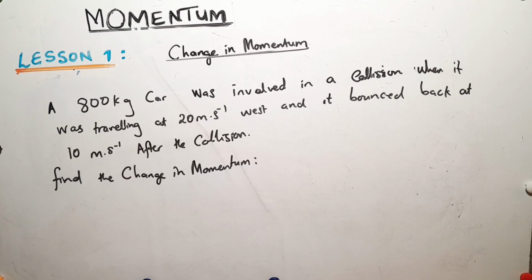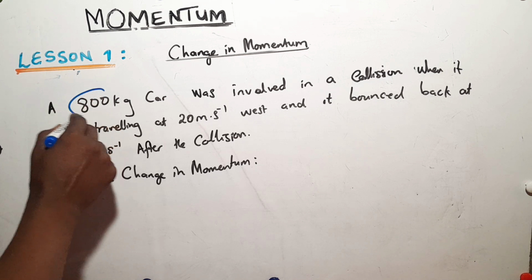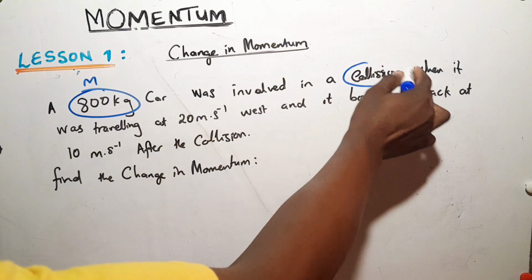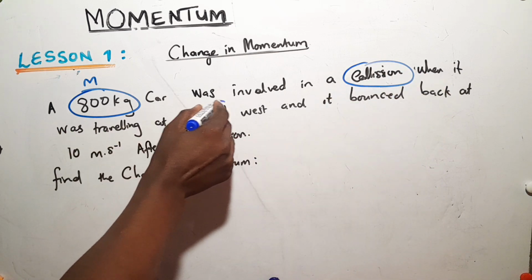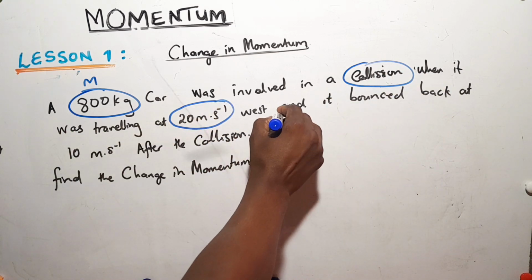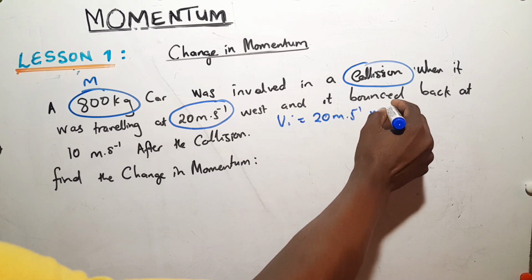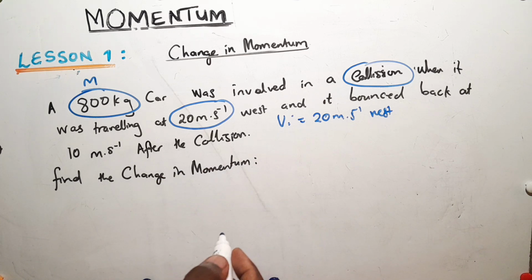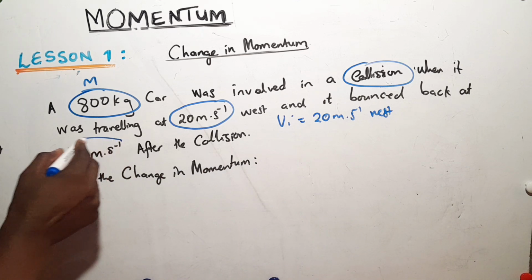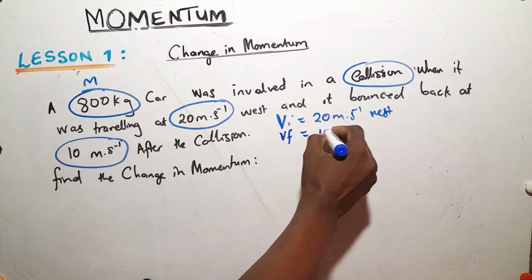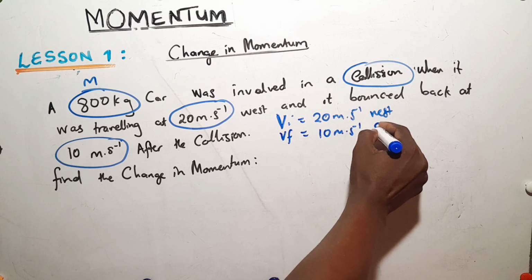So let's take a look at this example. They said an 800 kg car, so this is the mass, was involved in a collision. So we know that there was a collision when it was traveling at 20 meters per second west. So the initial velocity is 20 meters per second west, and it bounced back at 10 meters per second after the collision. That means that our final velocity will become 10 meters per second east.